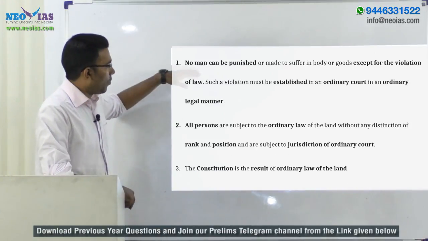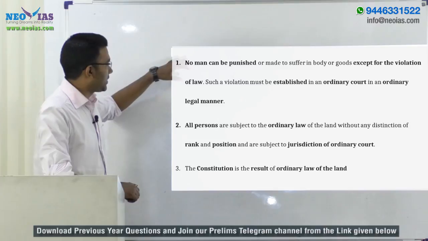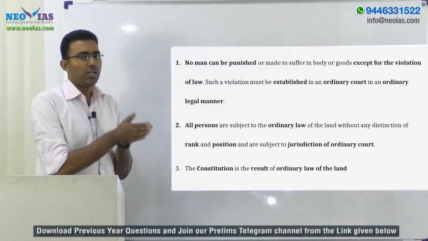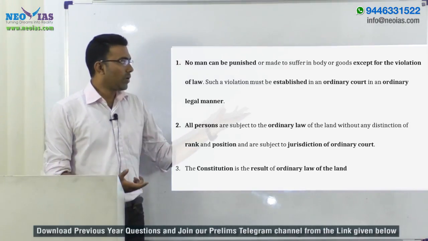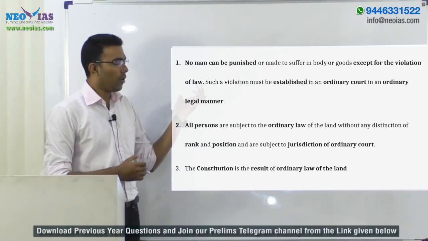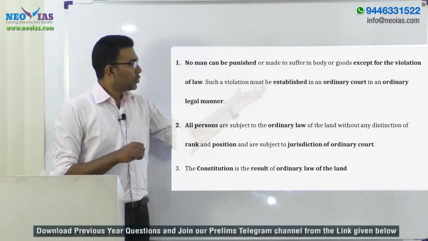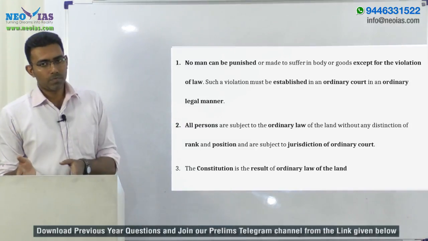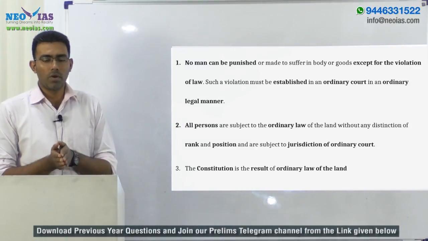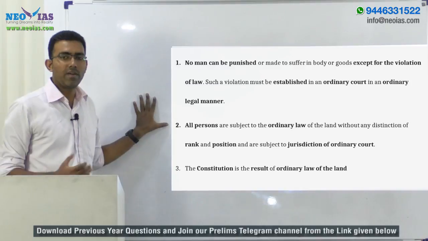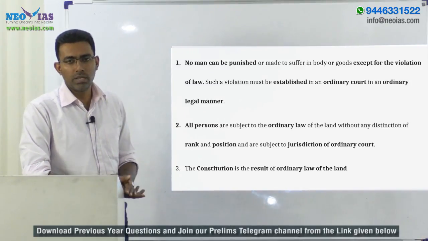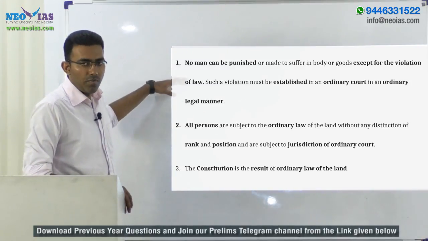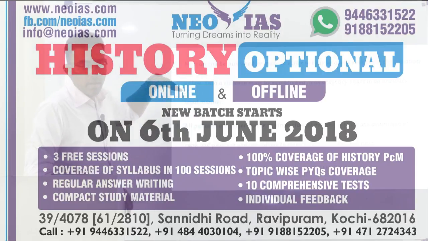So here what exactly rule of law is? Rule of law states that no man can be punished or made to suffer in body or goods except for violation of a law, and that violation should be established in an ordinary court of law in an ordinary legal manner. So that is what the first statement of rule of law, as we have taken it from British Constitution, and this is the manner in which the rule of law has been adopted in British law, in British Constitution.